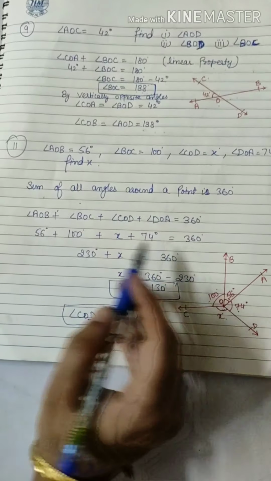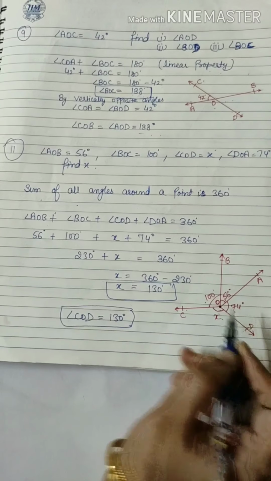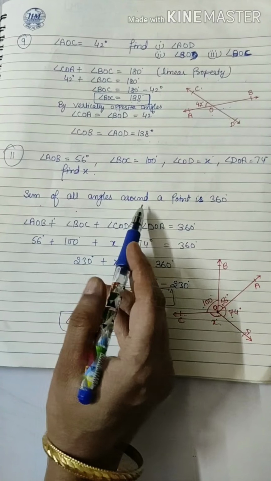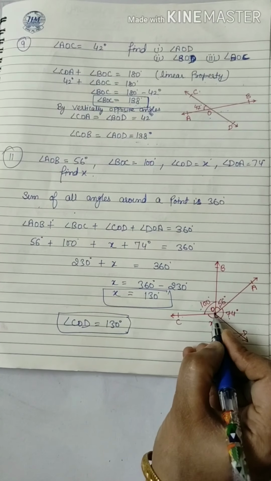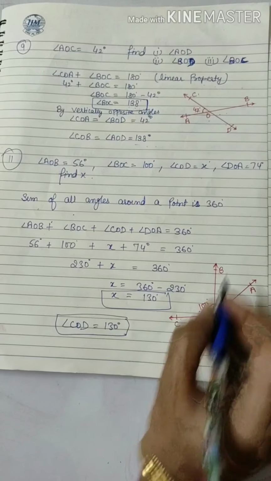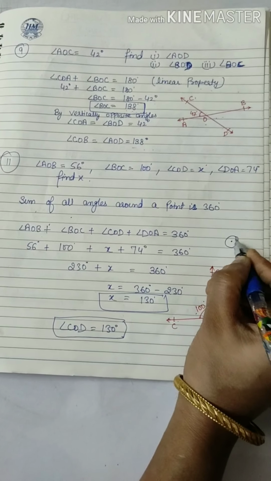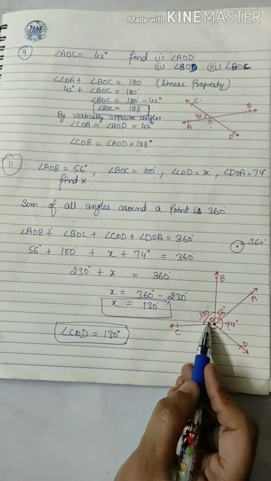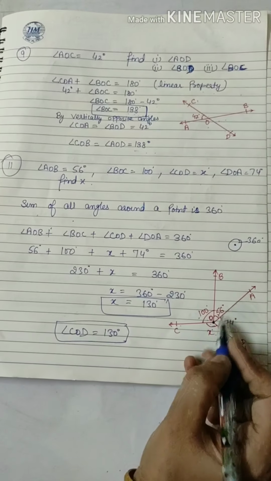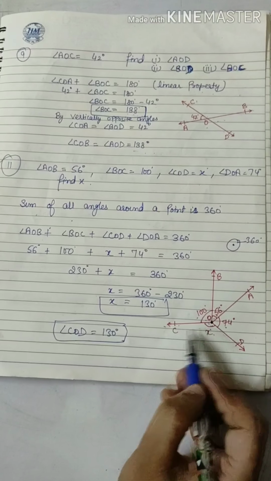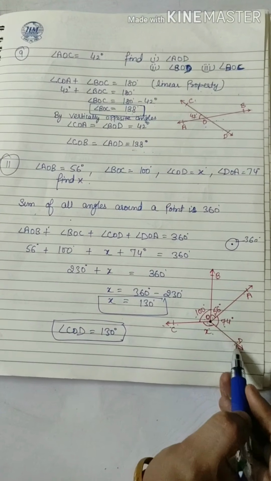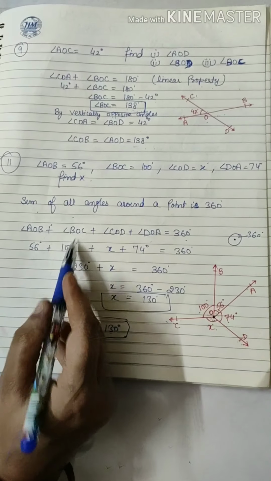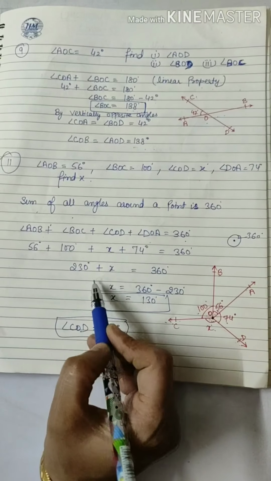So we need to always remember one thing, that the sum of all angles around a point is 360. On a point, the whole point, how many degrees of angle are made? It is always 360 degree. So the sum of angles AOB, BOC, COD and AOD will be 360 degree. Put the values of each angle and solve the equation.